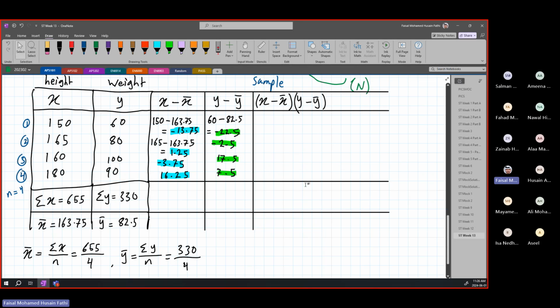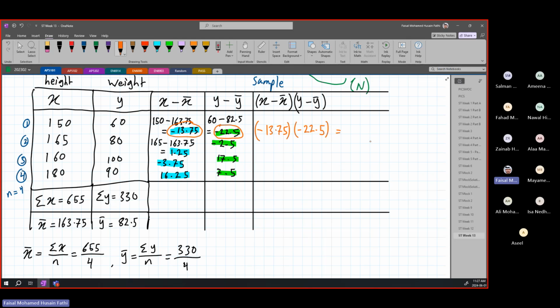All right. Now, what are we going to do here? The last step is we are going to multiply this value with this value to get minus 13.75 times minus 22.5. I'd rather put it this way so there's no confusion. So we are multiplying our x minus x bar value with our y minus y bar. And remember, the signs should also stay, all right? So minus 13.75 times minus 22.5 is going to give us 309.375 for the first one.